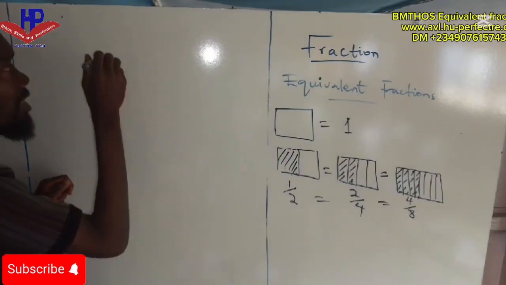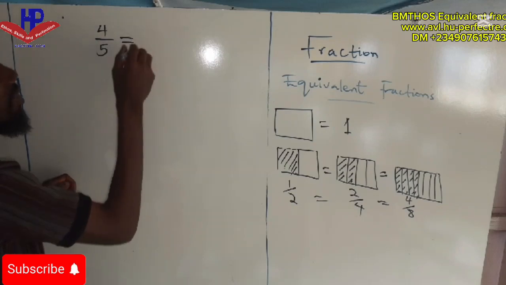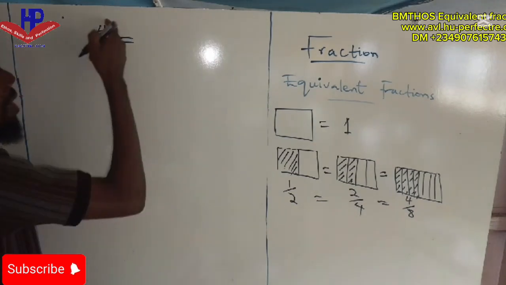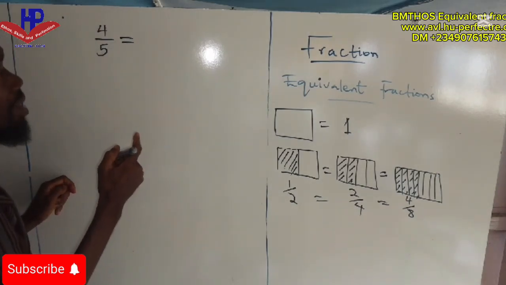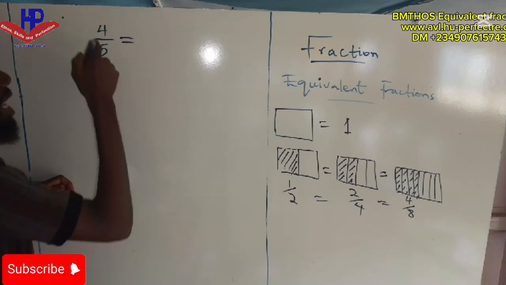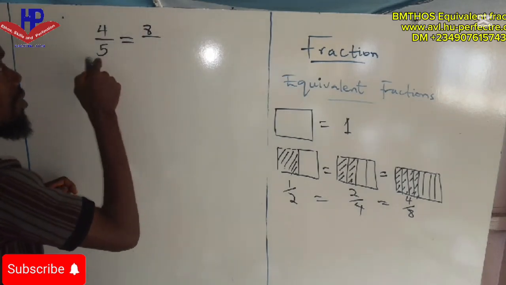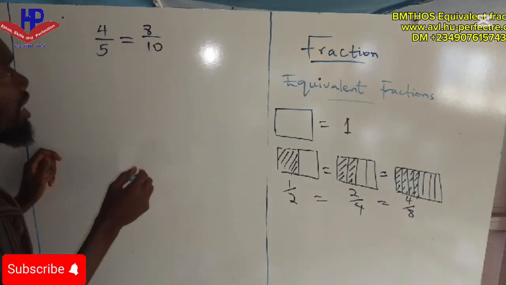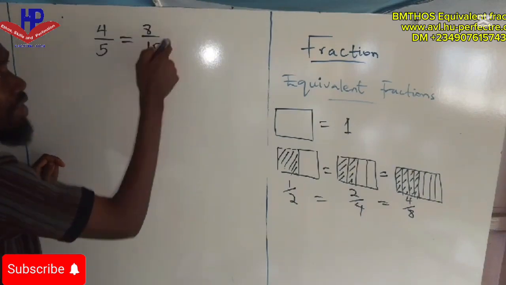We can create our equivalent fractions ourselves. For example, if I ask you to write 3 equivalent fractions of 4 over 5, you can create them yourself by multiplying the up and the down number by a given factor. Let me use 2. If I multiply 4 by 2, I'll get 8. If I multiply 5 by 2, I will get 10. So 8 over 10 is the same thing as 4 over 5. So they are equivalent fractions.